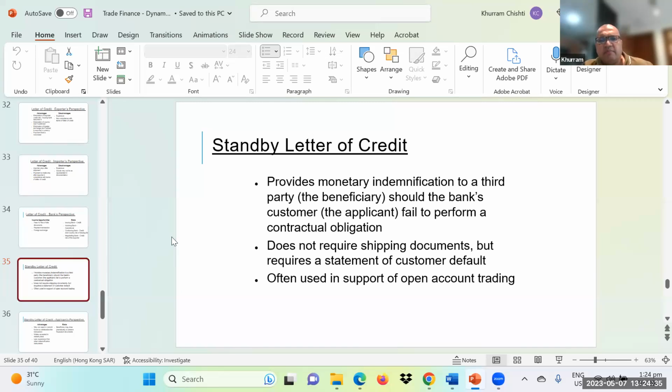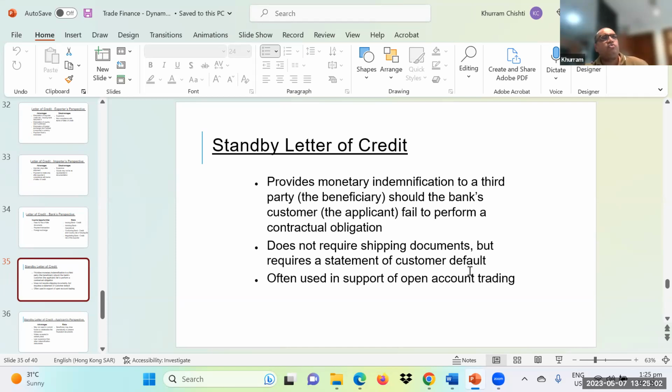It provides monetary indemnification to a third party, the beneficiary, which is KC Limited, should the bank's customer, the applicant, which is Alliance of Market, fail to perform the contractual obligation. In case Almaya does not pay me, then I can call on this guarantee. That's all, nothing more. It does not require shipping documents. Documents are not handled by the bank. We will handle them among ourselves, but it requires a statement of the customer's default.